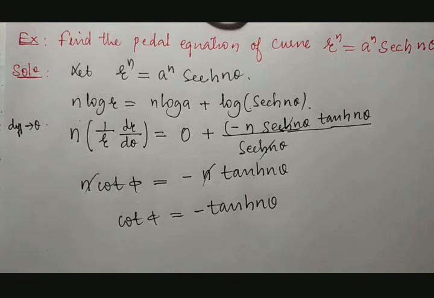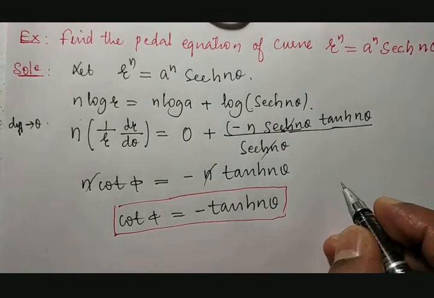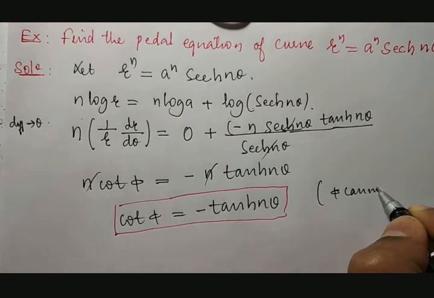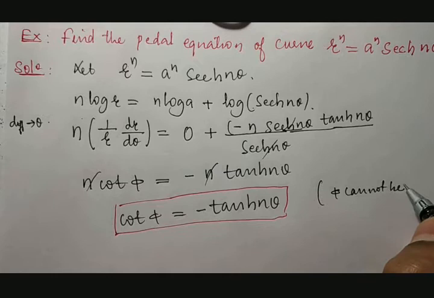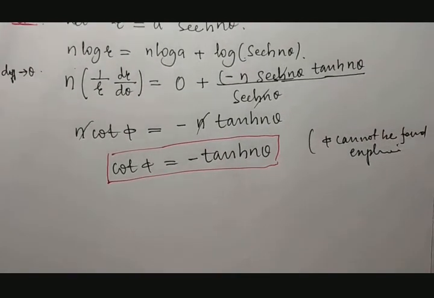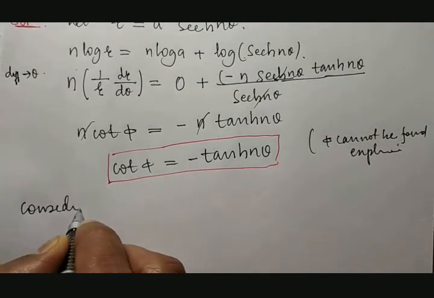Now don't say that it will be converted as per the ASTC rule, because it is not trigonometric, it is hyperbolic, where phi cannot be found explicitly. When the value of phi cannot be found explicitly, what to do? We need to go through the expression first. What does that expression say?